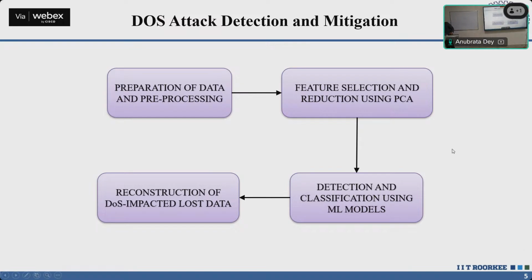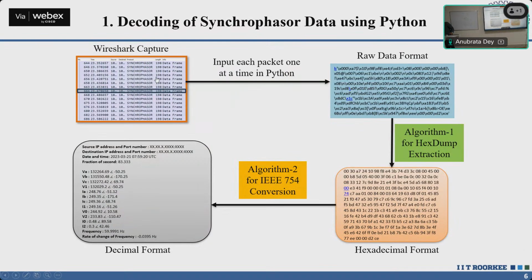If you just look at this block, the first part comes, as I told you, when PMU sends data to PDC, this data is not sent as plain by default. So PMU is going to add encryption, and at the other side, when PDC receives the data, PDC has to decrypt it. That is there by default in PMU.